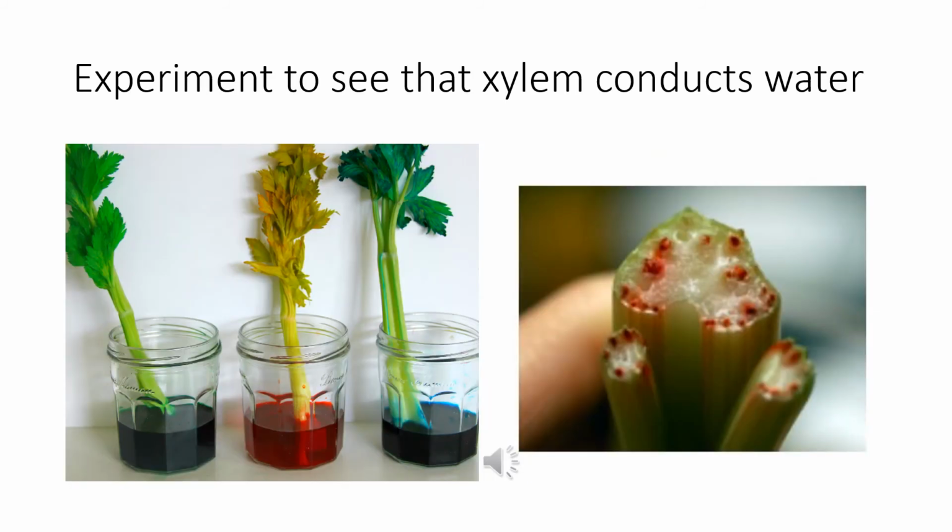Now, if we do an experiment to see whether the xylem conducts water or not, we can keep a plant in some colored water for some time. After some time, if we cut the stem of the plant, we will see that some portions of the stem have been colored by the colored water. The portions which have been colored are the xylem, and this proves that xylem is indeed the tissue which conducts water from roots to the leaves.